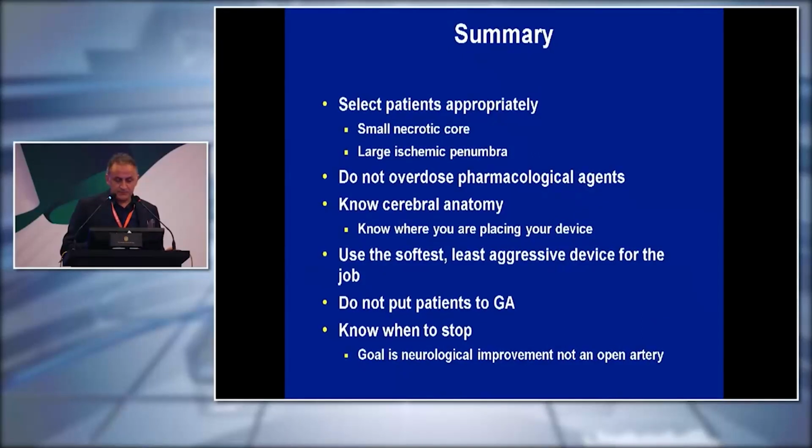So this is the summary. We have to select patients appropriately, for example, small ischemic core, large ischemic penumbra. We shouldn't overdose pharmacological agents. We should know cerebral anatomy, and we should see where the occlusion is and whether there are any tandem lesions. Use the softest and least aggressive device for the job. Don't put the patient under GA. It's better to do it under local sedation, and we should know when to stop. Thank you very much for your attention.